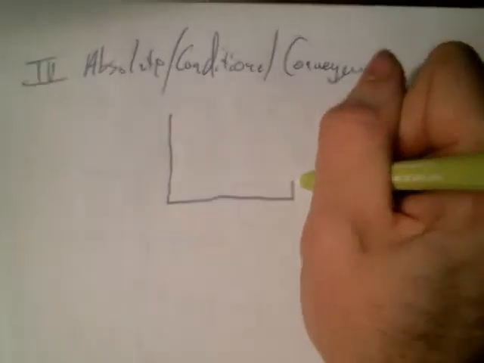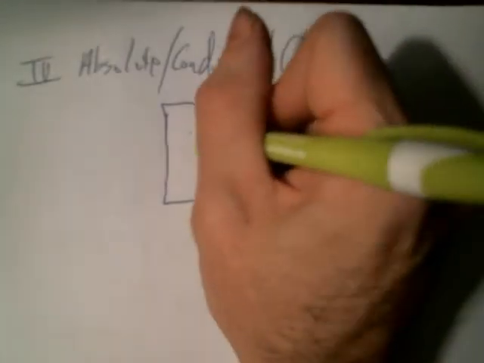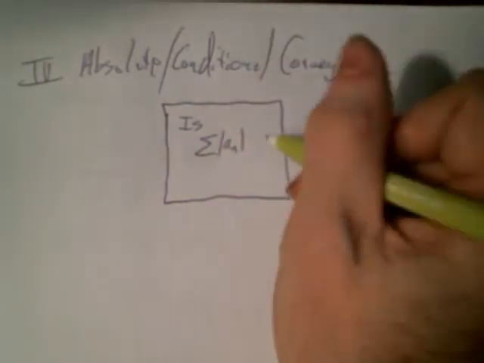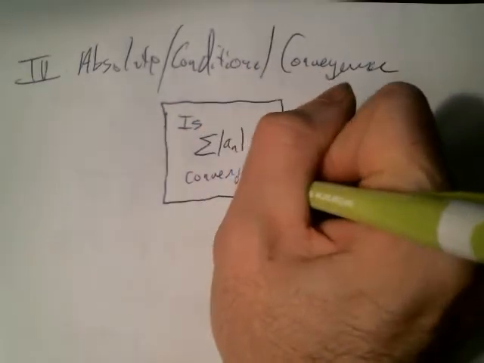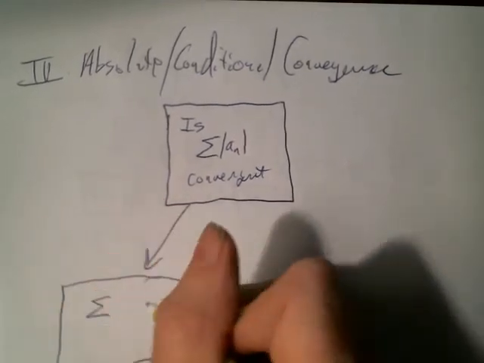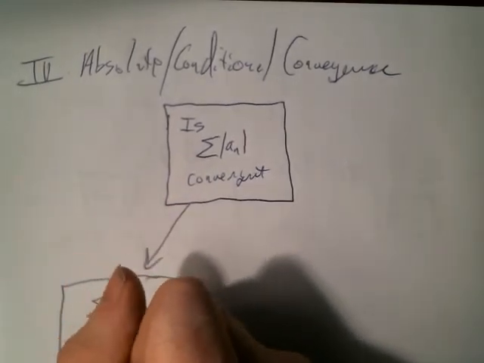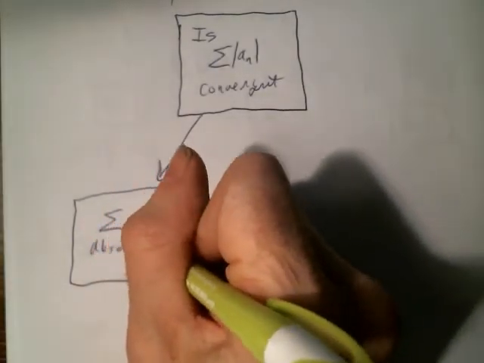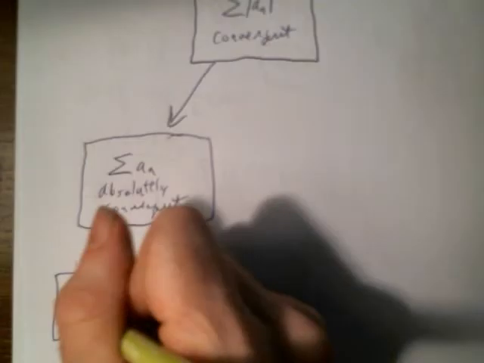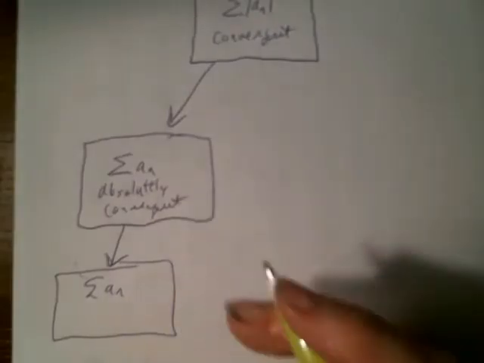So anyways, how does this work? I can present you with a flow chart. First you're going to ask, is the sum of the absolute terms of the series convergent? If so, then the original series, a sub n, is called absolutely convergent. And that also means that the original series is convergent. So it's super convergent, I guess.